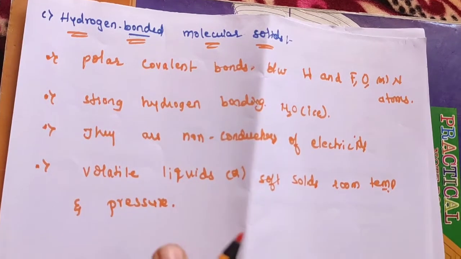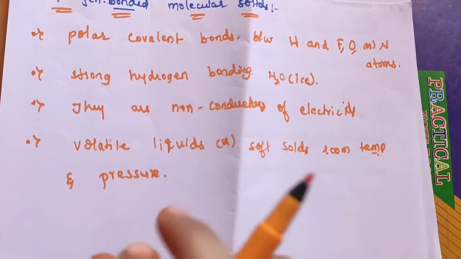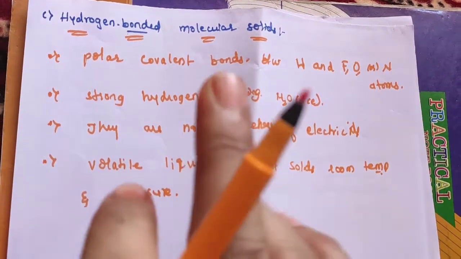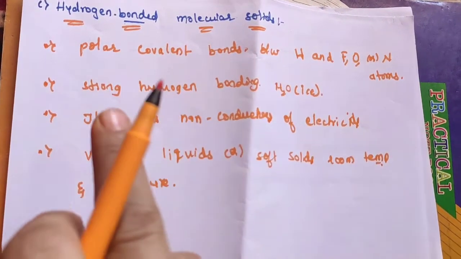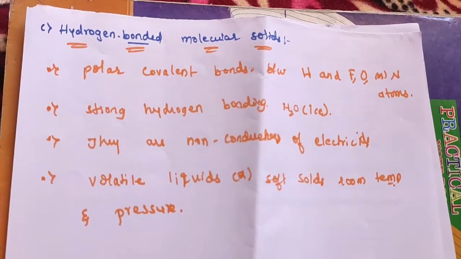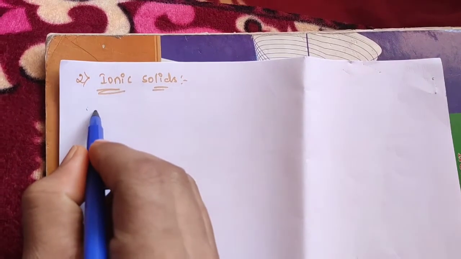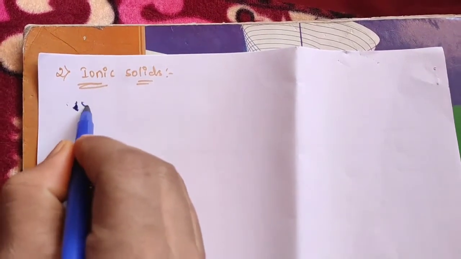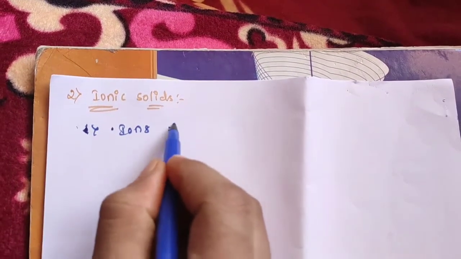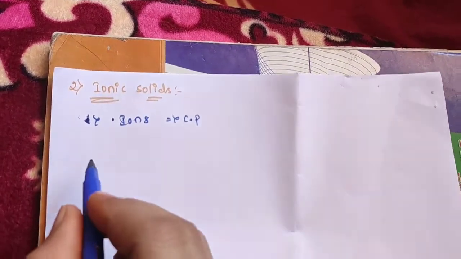By this we have completed the first type of classification, molecular solids. Molecular solids are classified into three categories: non-polar molecular solids, polar molecular solids, and lastly hydrogen bonded molecular solids. Then the second type of classification is ionic solids. Here the constituent particles are ions, so for that reason these are called ionic solids.